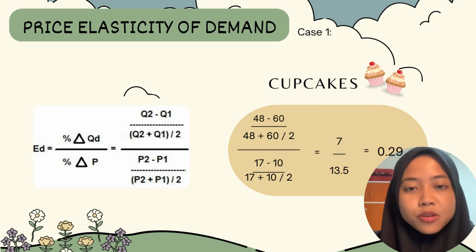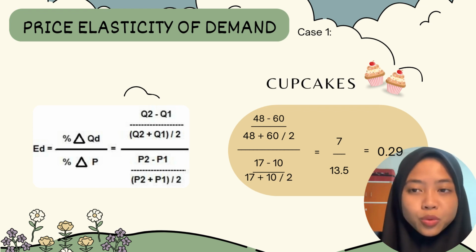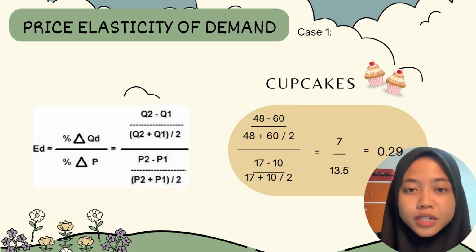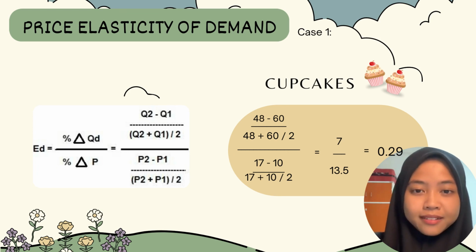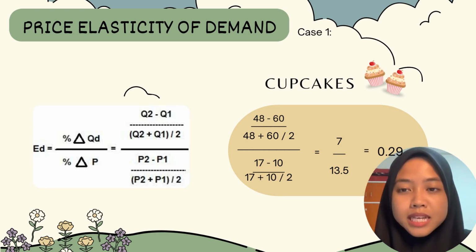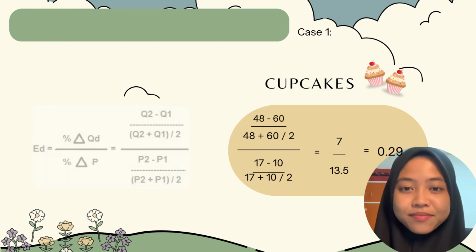And for cupcakes, we got 48 minus 60 over 48 plus 60 divided with 2, over 70 minus 10 over 70 plus 10 divided with 2. So equals to 7 over 30.5, so it equals to 0.29. So the result is inelastic.